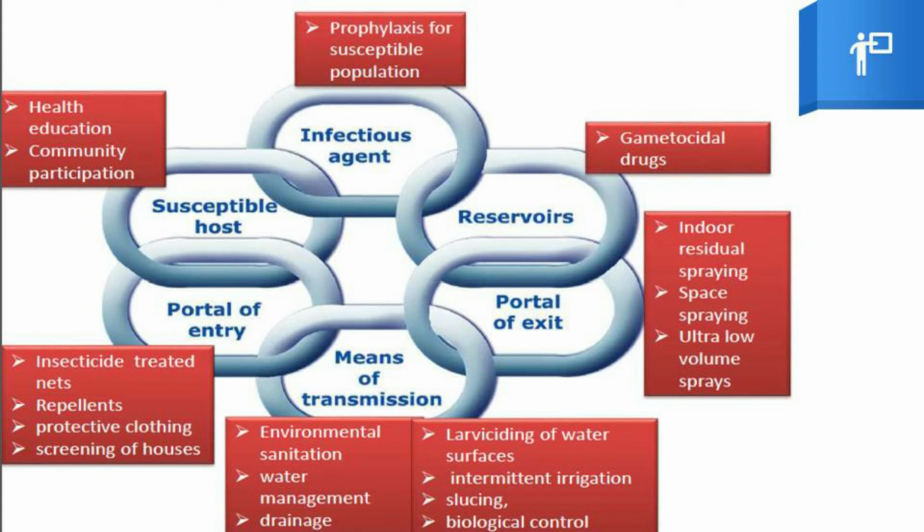For the portal of exits, we should apply indoor residual spraying. In the means of transmission of this parasite, we should also apply environmental sanitation in our communities and our homes. We should also have the water management system in our barangays or our communities. We should also check regularly our drainage systems, and we should larvicide the water surfaces for us to prevent this, and we should have biological controls and also sluicing.